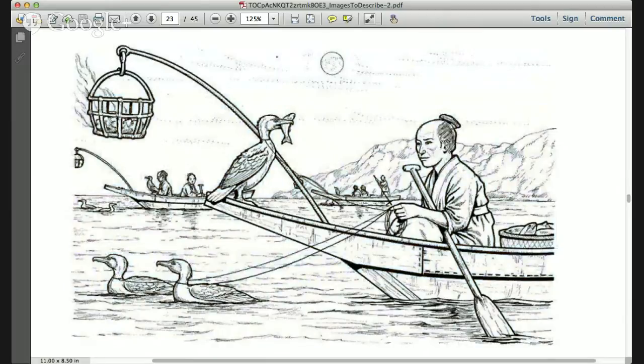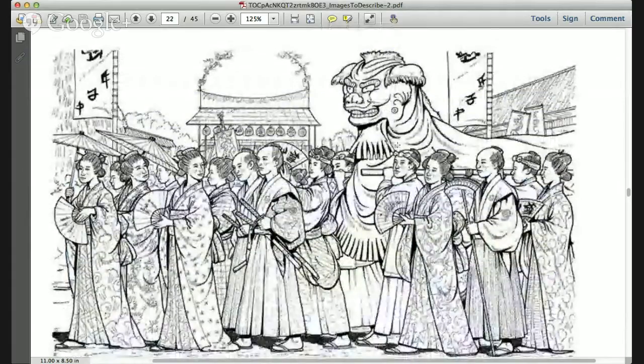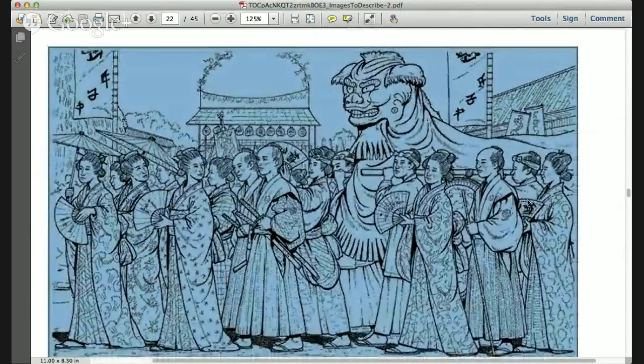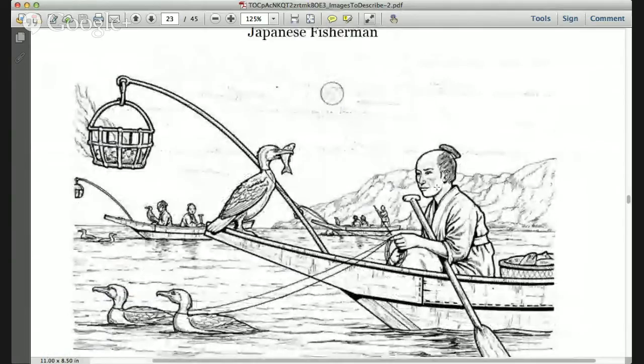I think it's funny he has these ducks. It's really strange. Yeah, I've got one question. What about the man's hair? How do you call it? Okay. His hair is in a bun. Actually, in this last picture, everybody's hair is in a bun. Oh, right. Or a few different buns with chopsticks in their hair. Okay. Good. Great.